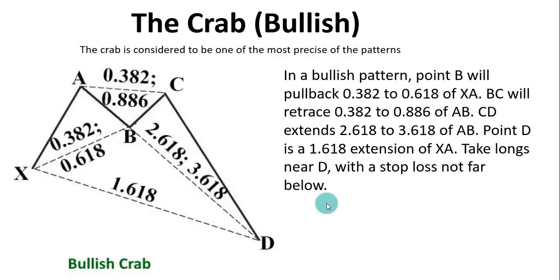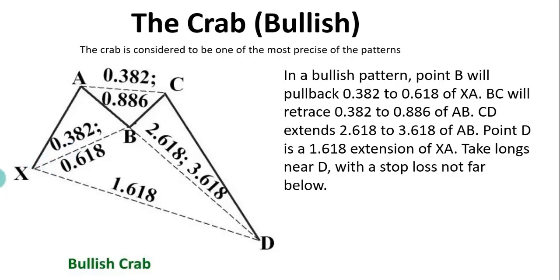And the last pattern is called the crab. The crab is considered to be one of the most precise of the patterns. You can quickly see that the extension D is way far away from X. That is how you know this crab pattern immediately.